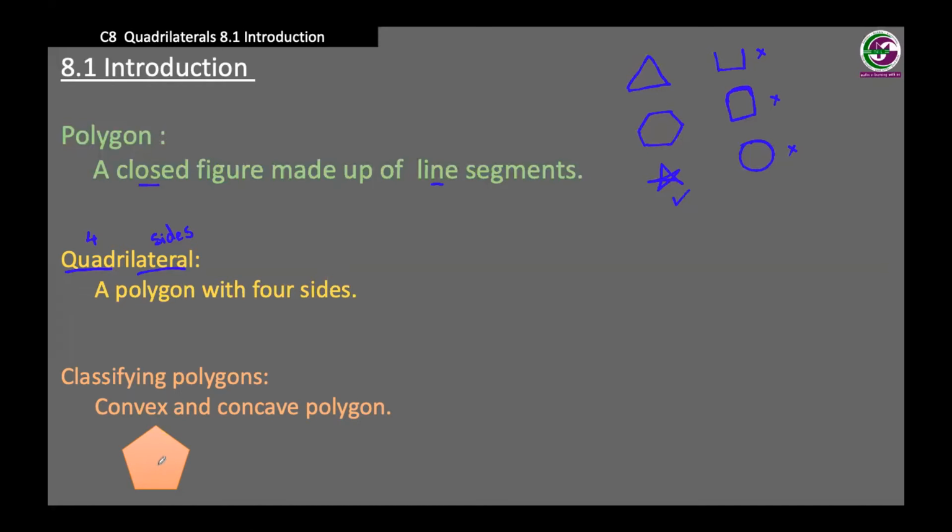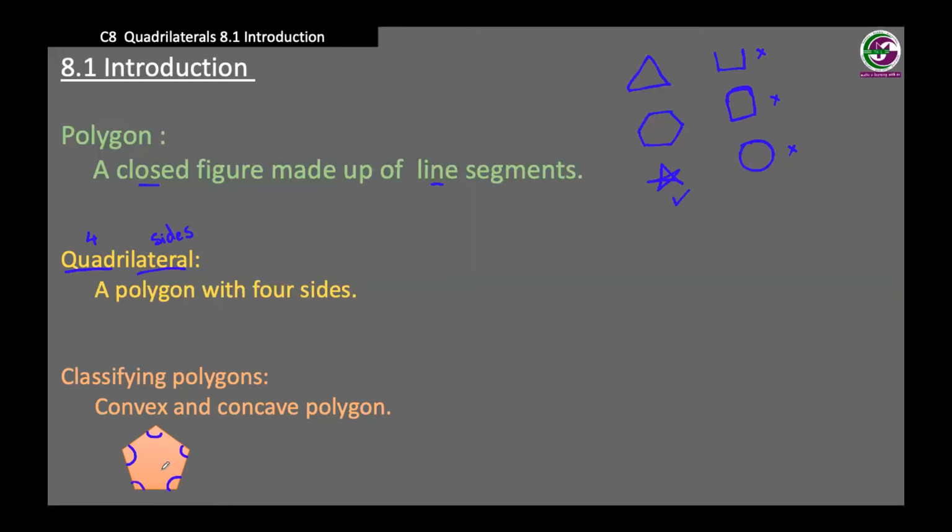Number one, all the interior angles will be less than 180. Means it can be acute, right, or obtuse. It can never be reflex angle. If all the angles are less than 180 degrees, that will be a convex polygon.